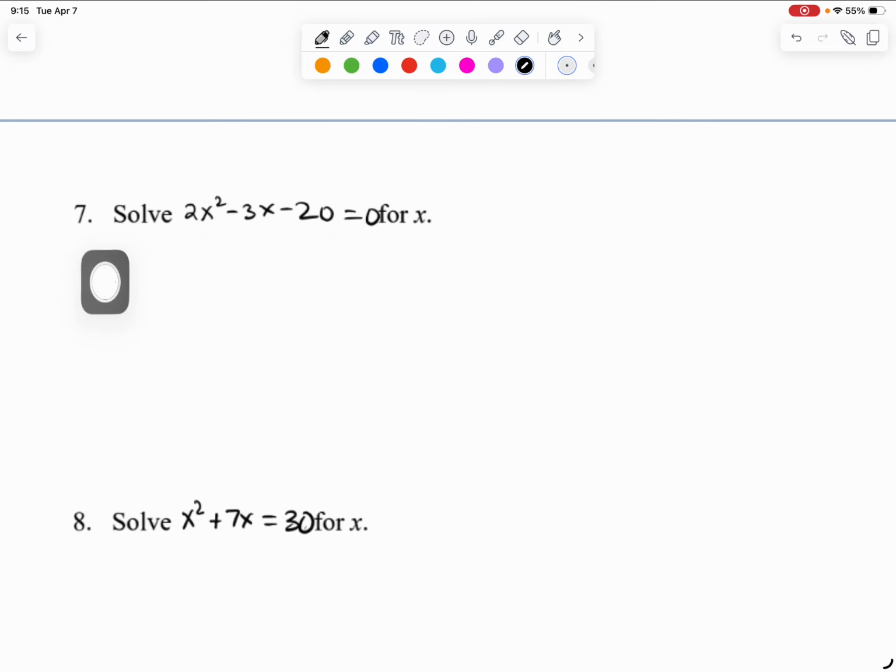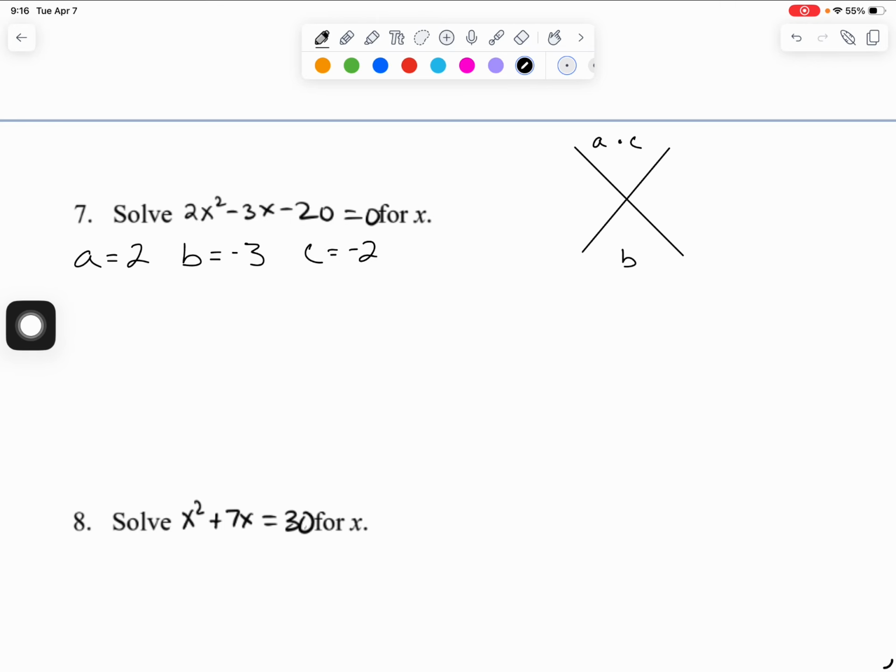Solve 2x squared minus 3x minus 20. Yes, we can use the diamond method. I'll do it up top today. All right, a times c up top, down below is our b. I'll zoom in just a minute. A equals 2. It's the number in front of x squared, or the coefficient of x squared, which is 2. B equals, what's the coefficient of x? Or just simply the number in front of x. That's going to be a negative 3. And our c is the constant, the number by itself. It's not just a 20, but a negative 20.